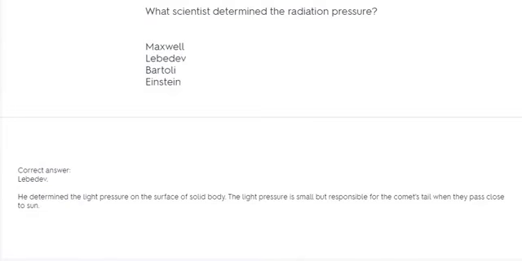What scientist determined the radiation pressure? Maxwell, Lebedev, Bernoulli, Einstein. Correct answer: Lebedev. He determined the light pressure on the surface of solid bodies. The light pressure is small but responsible for the comet's tail when they pass close to the Sun.